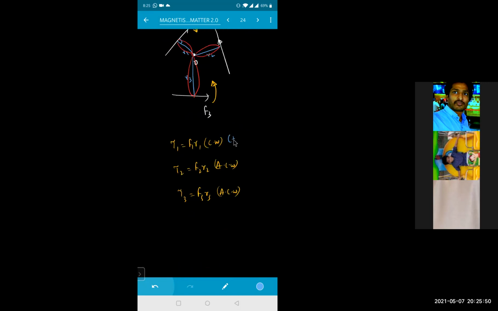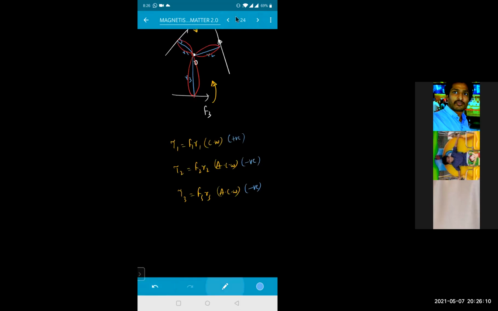Okay? So if I take this one as positive, you take this one as negative, and you take this one as negative. Or if you are taking anti-clockwise direction positive, you take clockwise direction as negative. That's it. Any one direction you take as positive, and the opposite direction you take as negative.